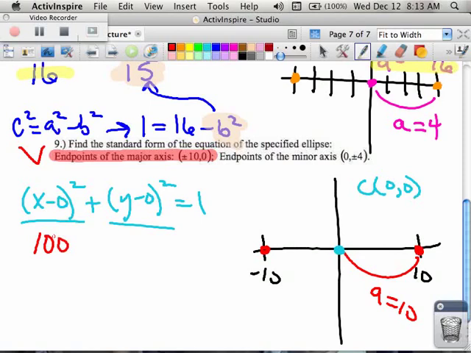And then the very last thing that they give us is the information about the endpoints of the minor axis, which is indicating that I'm talking about my co-vertices. So if I put my co-vertices on here at -4 and 4, what that means is I know that the distance from here to here is b, which is 4 units, or in other words, 16 has to go underneath my y parentheses.